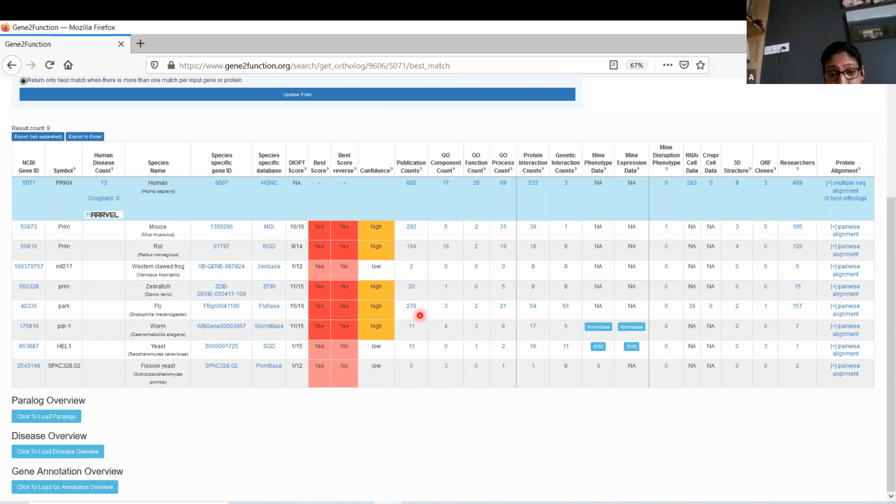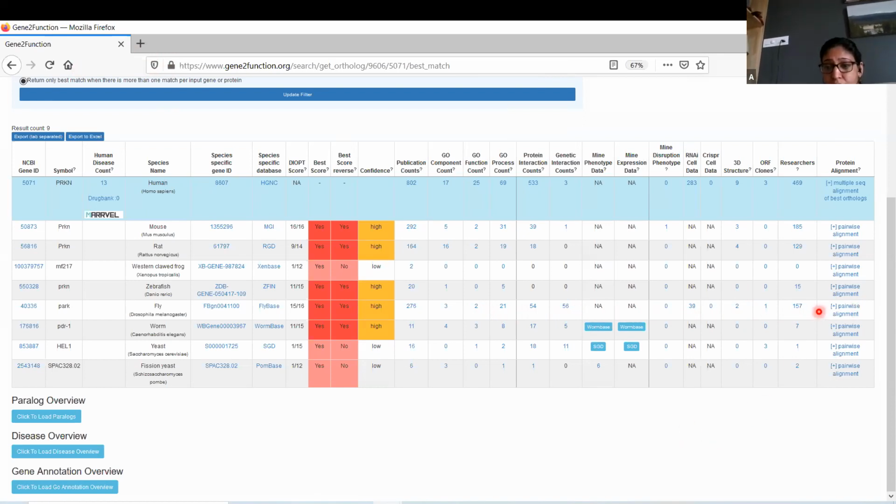Then, are there any known functions associated with it? Yes, there are at least two functions which people have seen or have reported. Then what are the cellular processes it is involved in? That is also mentioned here. Interacting partners, genetic interactions, and whether there are RNAi lines or whether there is a structure available, at least 3D, and then whether there are cDNA clones available and how many people are actively working on this gene right now. All this information you'll find in this gene-to-function site. You just enter the gene of interest and you get this information.